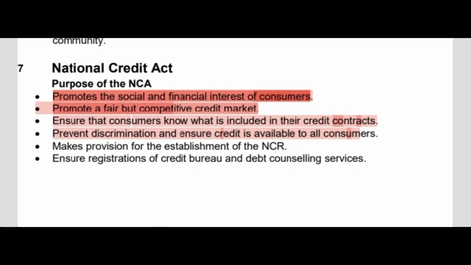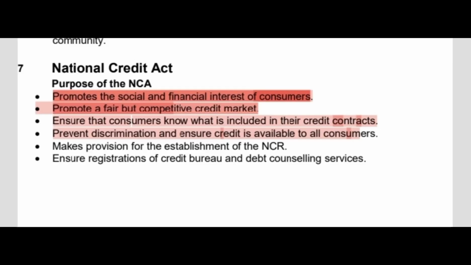Ensure that consumers know what is included in their credit contract. When you go to borrow that money, they tell you about the regulations or the law, or the agreements made under the National Credit Act. They will tell you that they lend you a certain amount, and you will pay it over a period of 32 or 36 months. They tell you everything, that they are going to deduct a certain amount from your account. So let us move forward to bullet point number 4.